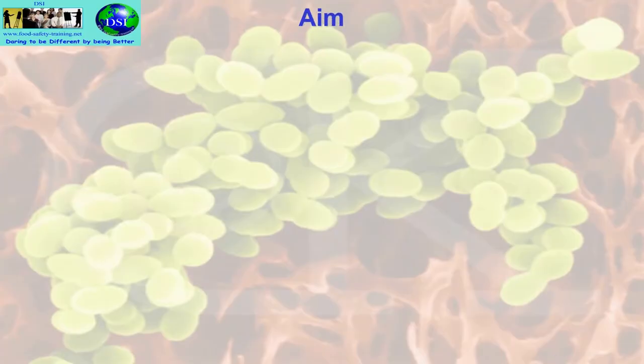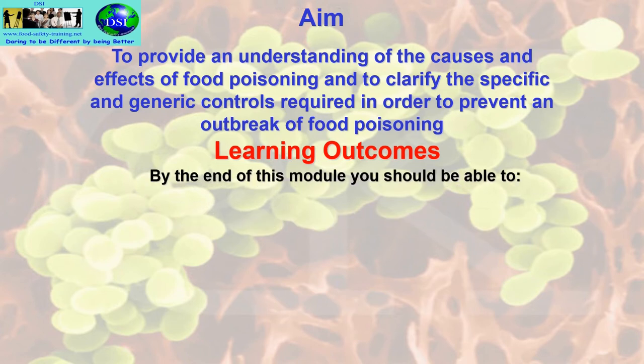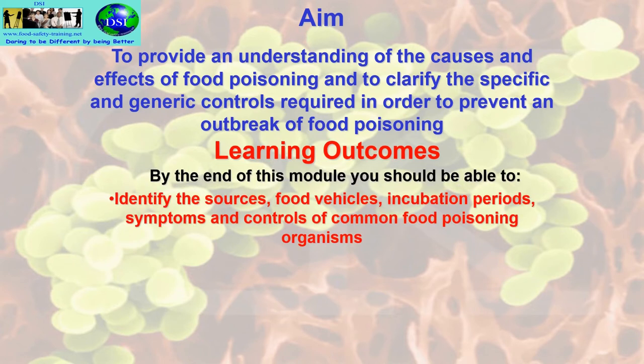So the aim of this unit is to provide an understanding of the causes and effects of food poisoning and to clarify the specific and generic controls required in order to prevent an outbreak of food poisoning. And the learning outcomes, by the end of this module, you will be able to identify the sources, food vehicles, incubation periods, symptoms and controls of common food poisoning organisms.